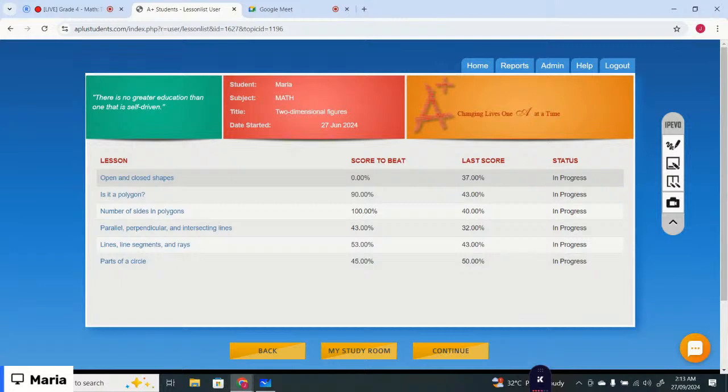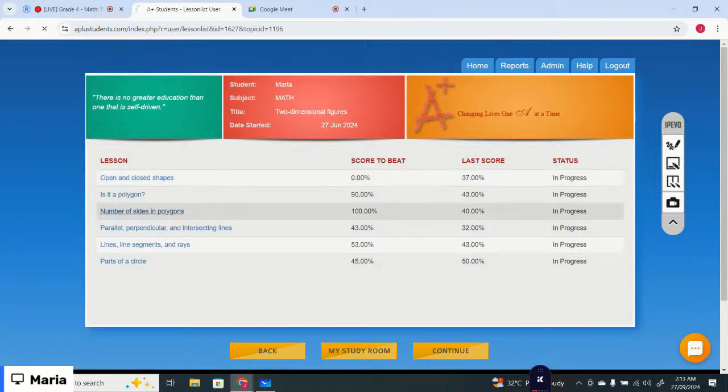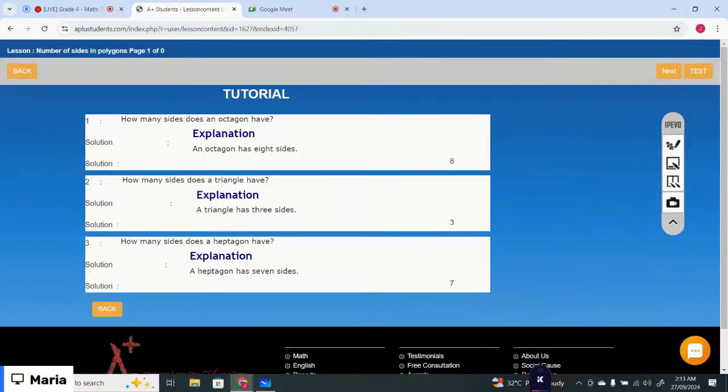The next lesson is number of sides in polygons. Let's just start with the next lesson. How many sides does an octagon have? So octa means 8, right?